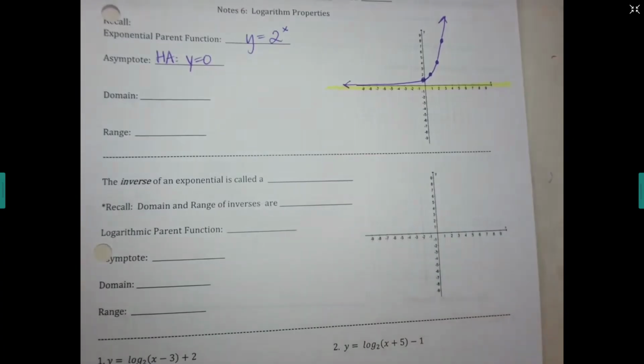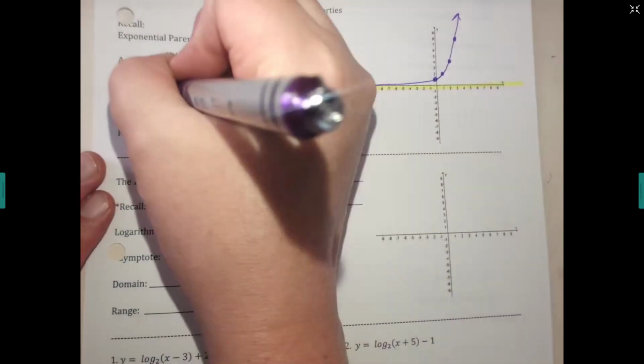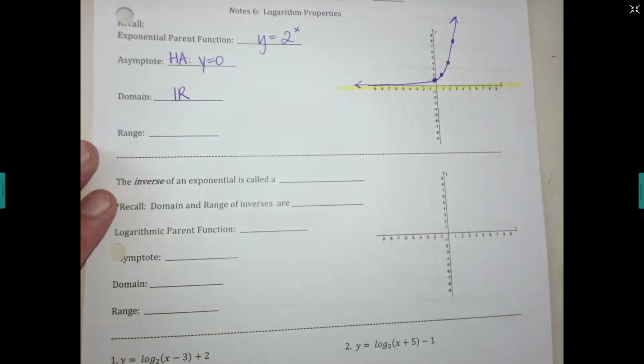Now, last class, we also talked about how to solve these. We had that little chart, if you remember that. But for now, that graph should look familiar. What was the domain of this graph? Negative infinity to infinity, so I'll just put all real numbers.